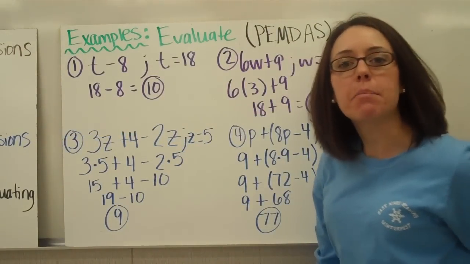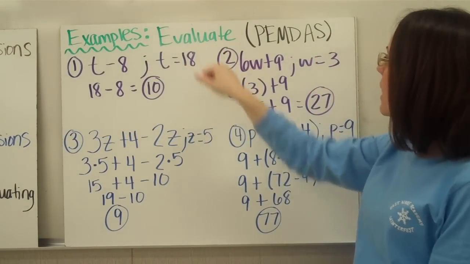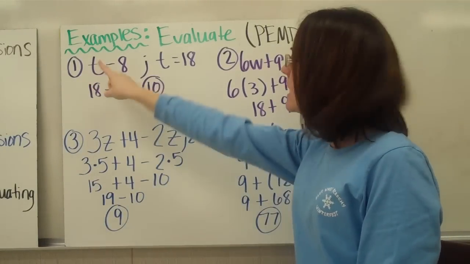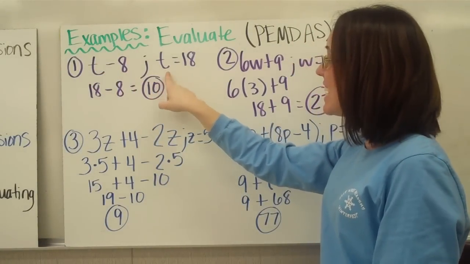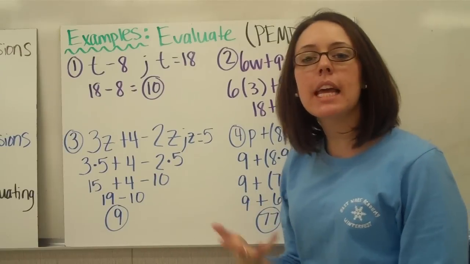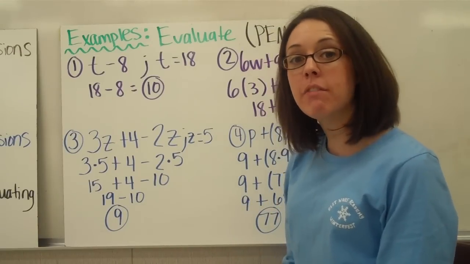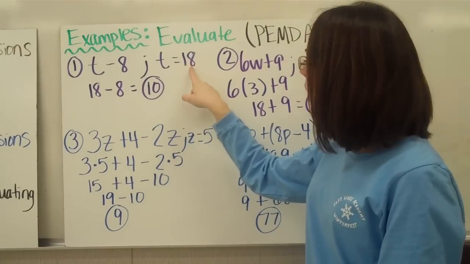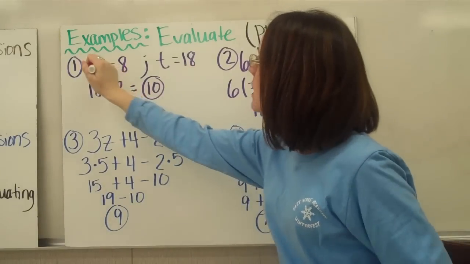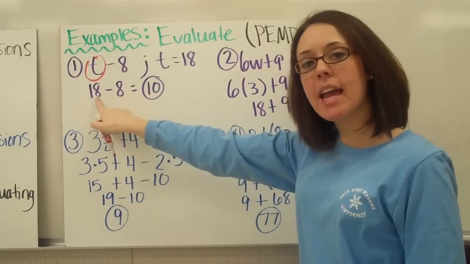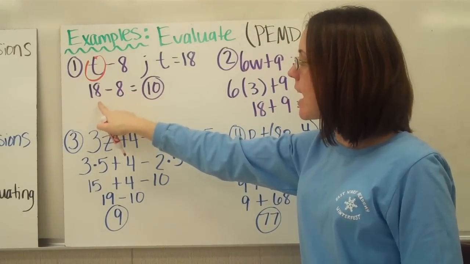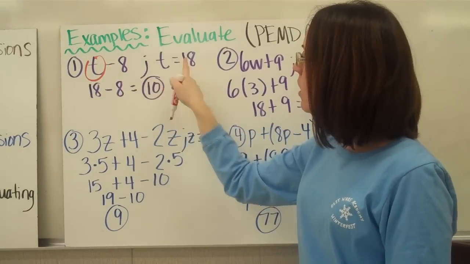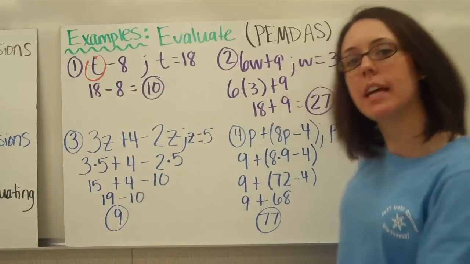We're going to do a few examples. Examples, evaluate. Don't forget to use PEMDAS. Example 1, t minus 8 when t equals 18. Notice they give you what they want t to be. They give you the value of t. So all we do is substitute. We plug in 18 for t. So t is now 18, bring down minus 8. 18 minus 8 equals 10. We know that t minus 8 or 18 minus 8 equals 10.